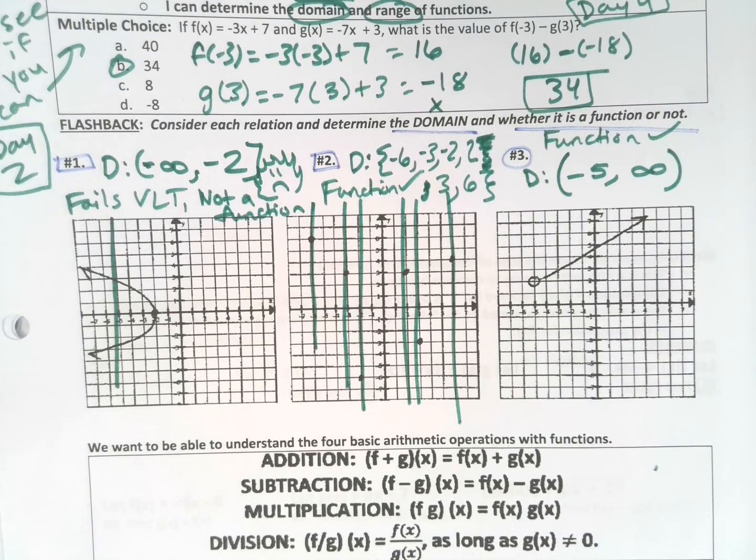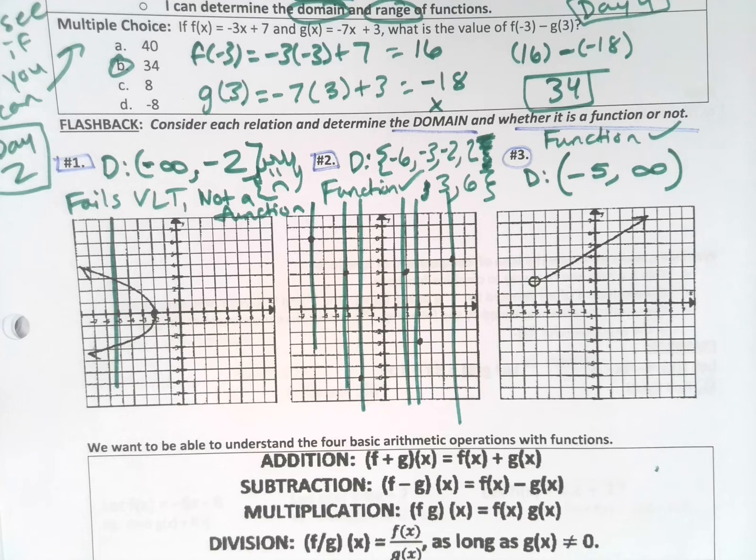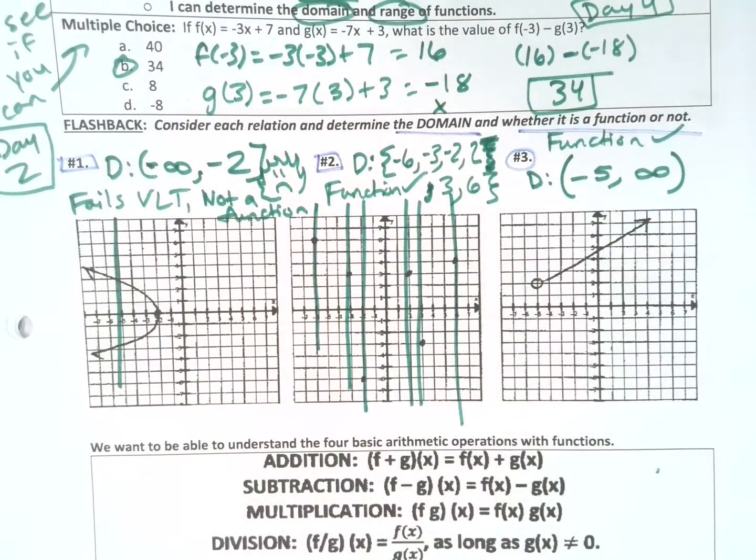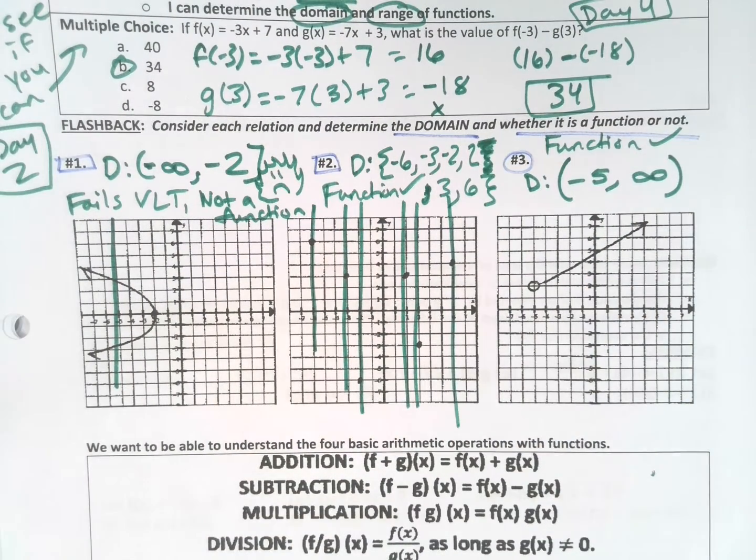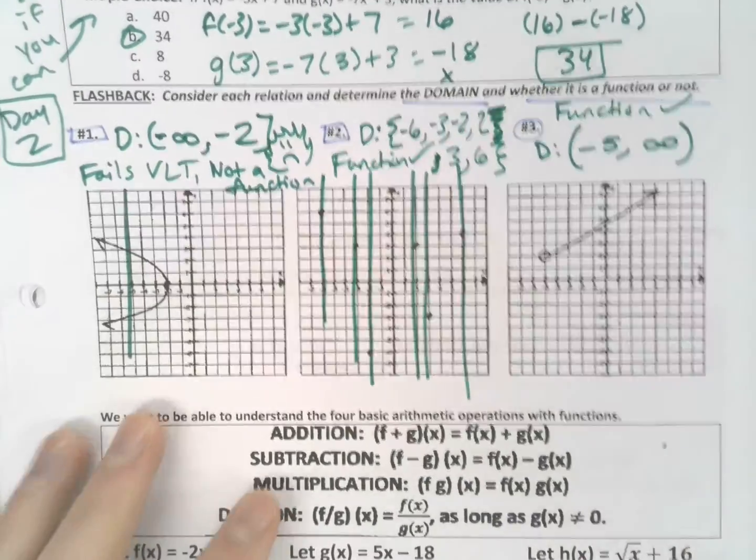That open circle means our graph doesn't actually reach -5. We get right up to -5. Yep. Great job, guys. Let's keep on moving unless you guys have any questions. Anything?